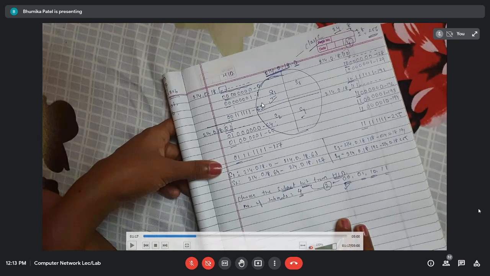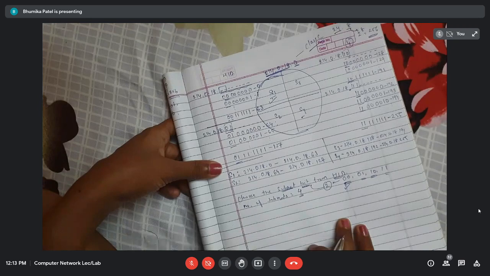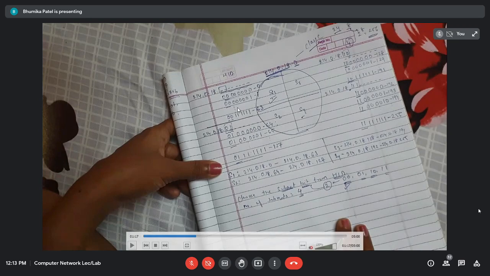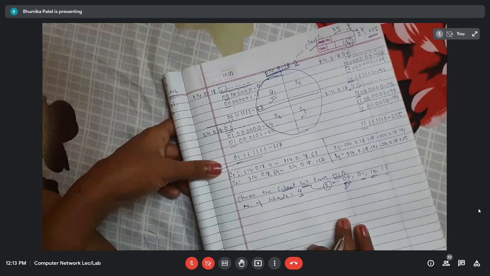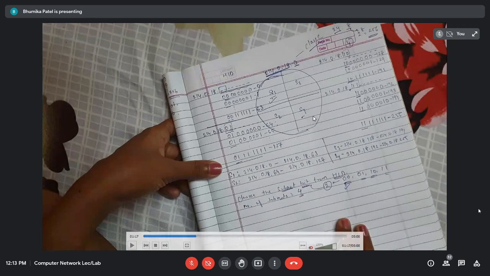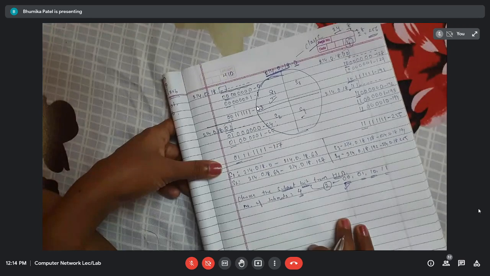The last IP address represents the directed broadcast address. That means if any message arrives with the destination IP address, for example 214.0.18.63, from any one of the devices in subnet 2, 3 or 4, then what will happen? All the devices in subnet 1 will receive the message, because 63 is the directed broadcast address for subnet 1.